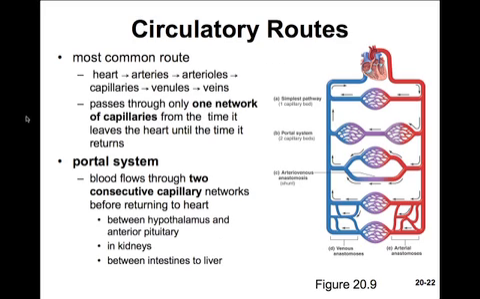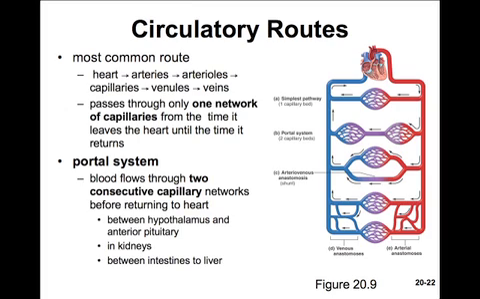Before we complete this section, let's take a look at some circulatory routes. The most common circulatory route is pretty simple. Blood moves from the heart into the arteries, through the arterioles, into the capillaries, then into venules, and then they return back into the veins to the heart. This passes through only one network of capillaries.